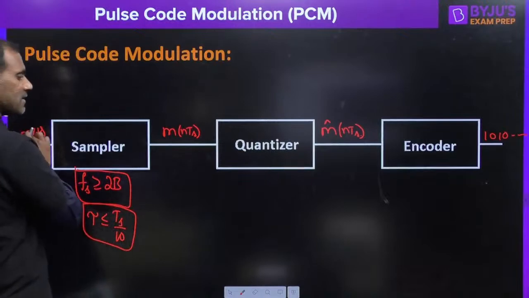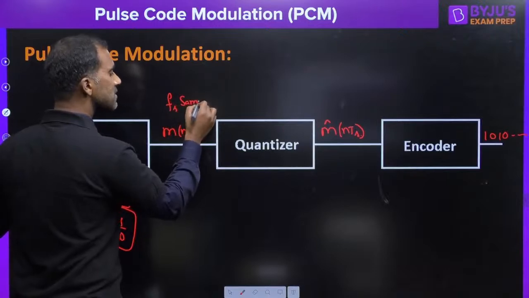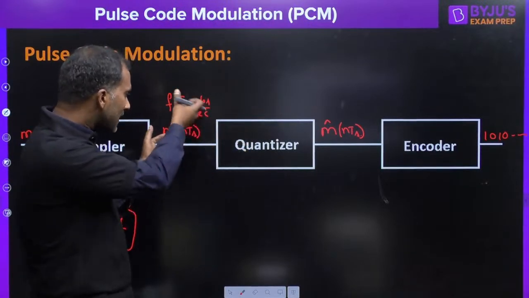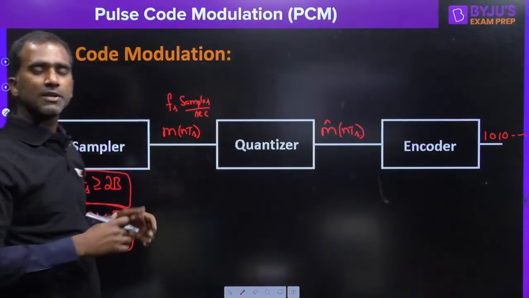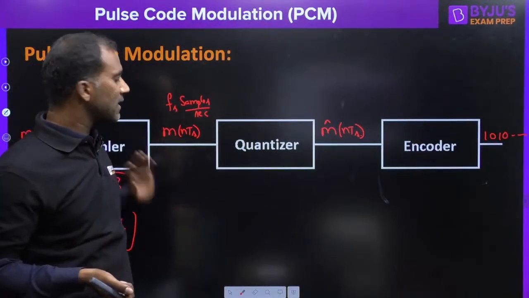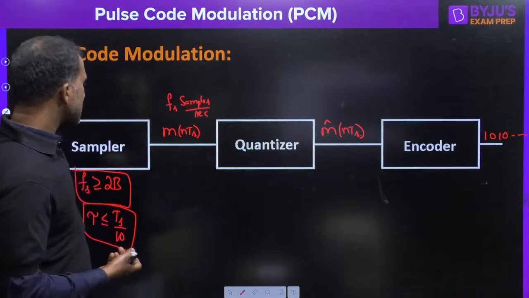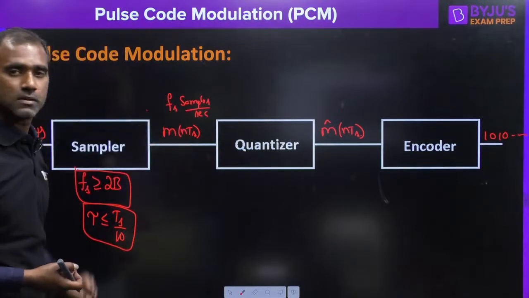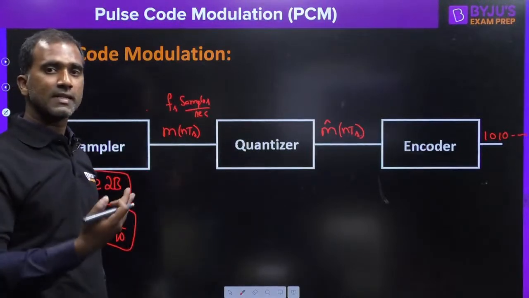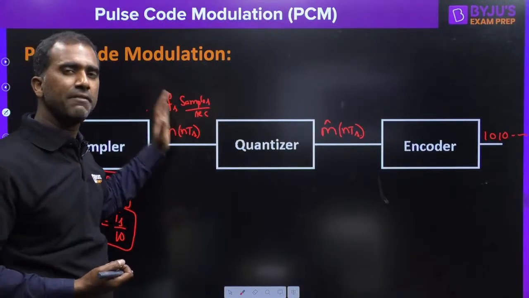So this has infinite samples and this has finite samples. And how many are those finite samples? It is fs samples for every second. In 1 second duration, we are going to collect fs samples. Let's say I have spoken for 10 seconds. For 10 seconds I will collect 10 times fs samples. If the signal lasts 100 seconds, then 100 times fs samples will be collected. So we are going to collect fs samples every second.